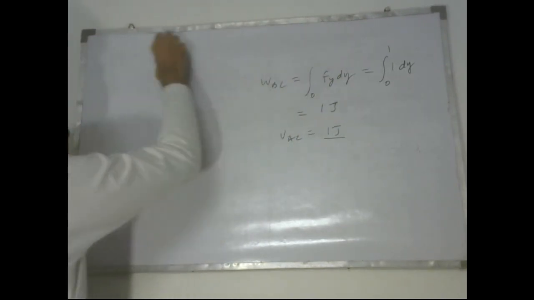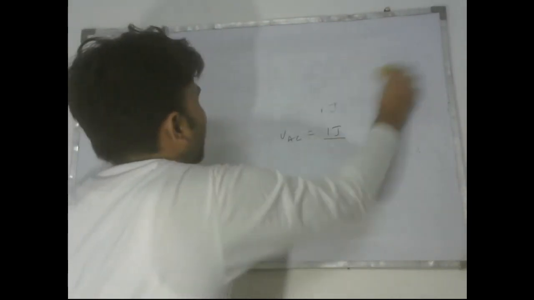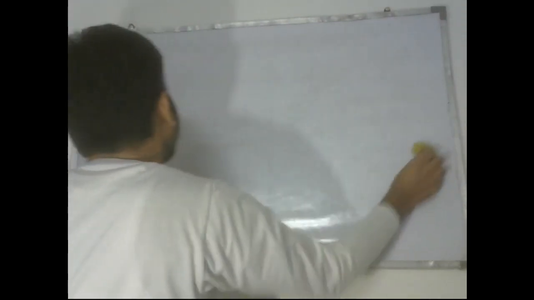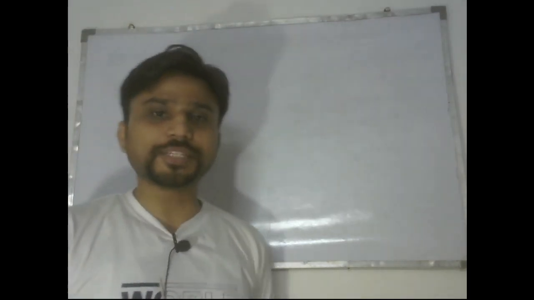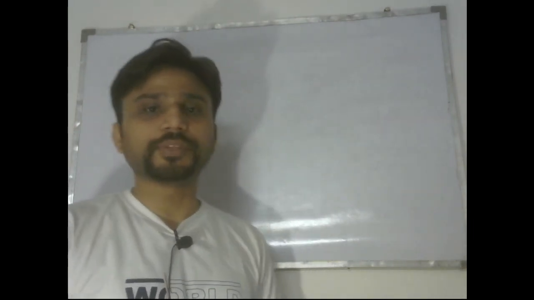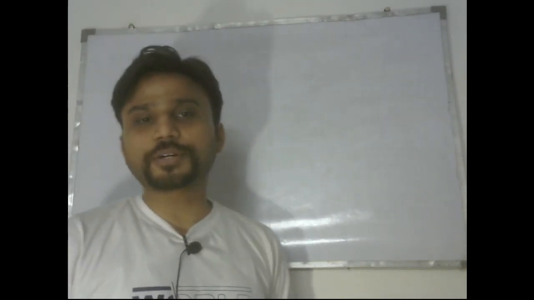So we were talking about kinetic energy earlier. We defined kinetic energy. How do kinetic energy and work done relate? We know work done has a unit of joules, and kinetic energy also has a unit of joules. That means there should be some relation between them. So what is that relation? Let us try to find it.